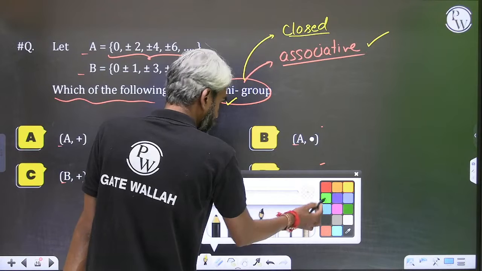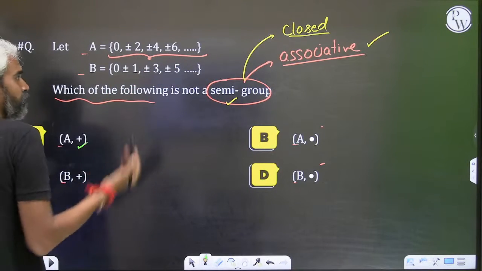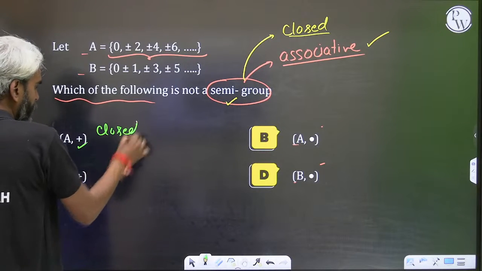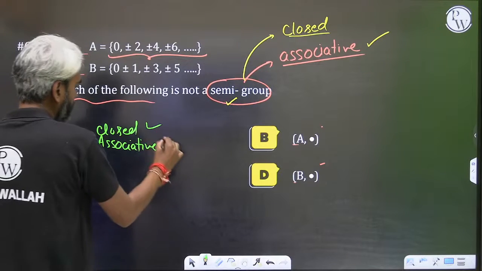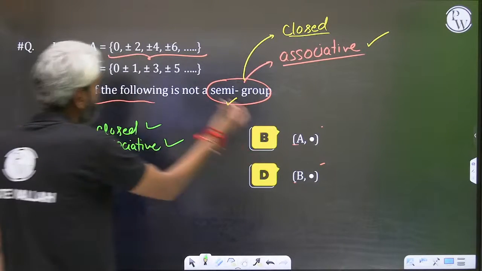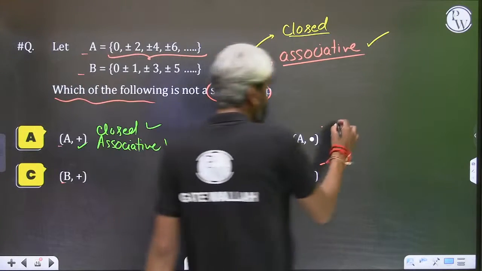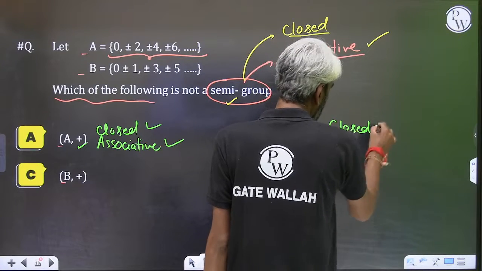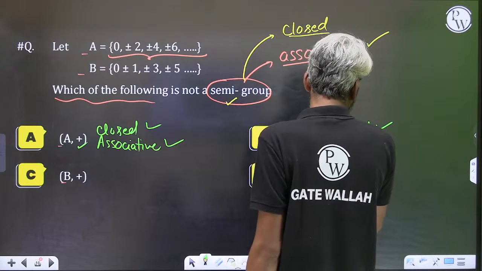So look at this. If you take any two even integers and perform the addition, the result will also be an even integer. Therefore, it is closed as well as associative. Therefore, it is a semigroup. If we take any two even integers and perform the multiplication, the result will also be an even integer. That means it is also closed. Multiplication is associative, so it is associative as well.